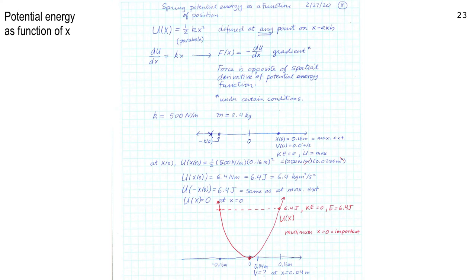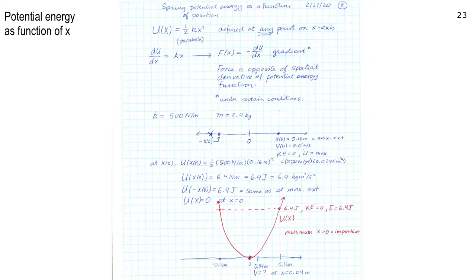Now, I'm going to draw a dotted line in red between my two points. So this is 6.4 joules. And out here, the potential energy is 6.4. What's the value of the kinetic energy out here? Right. So that means that the total energy is 6.4 joules. And you can use that to figure out, for instance, the kinetic energy at any other point.